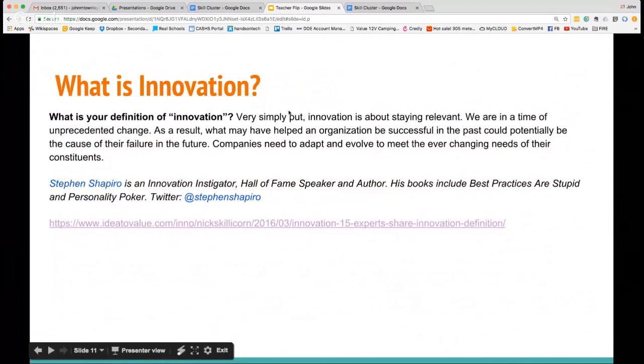Having a look at innovation, I like Stephen Shapiro's definition of innovation, because the relevance is the part that captures my attention, and the fact that we are in a time of unprecedented change. So we do need to think right outside the square. And I love the ideas I just heard about timetables and students being able to access what they want to learn, which is truly student-centred.